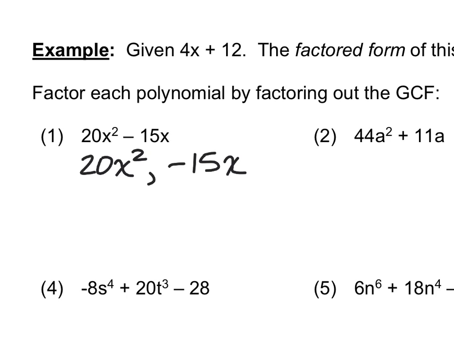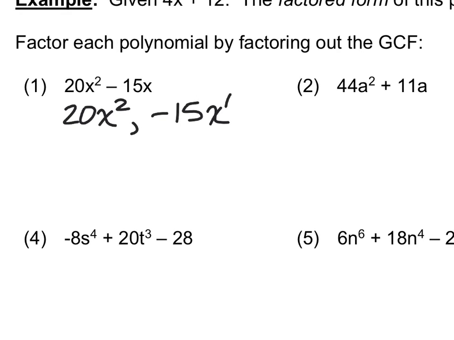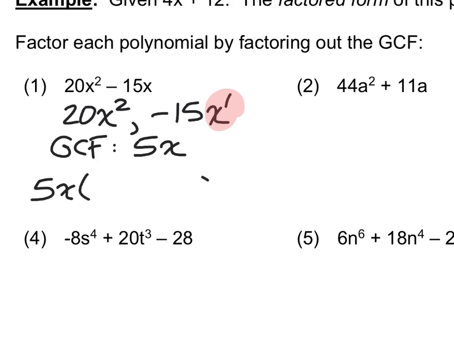So yeah, we got the 5 there. Now, looking at my exponents, I have x to the second, x to the first. So I'm going to choose the one that has the lower power. Put it all together, I'm looking at a GCF of 5x. That's what's going in front of the parentheses. Then what I'm going to do is divide each one of these original terms by that GCF.